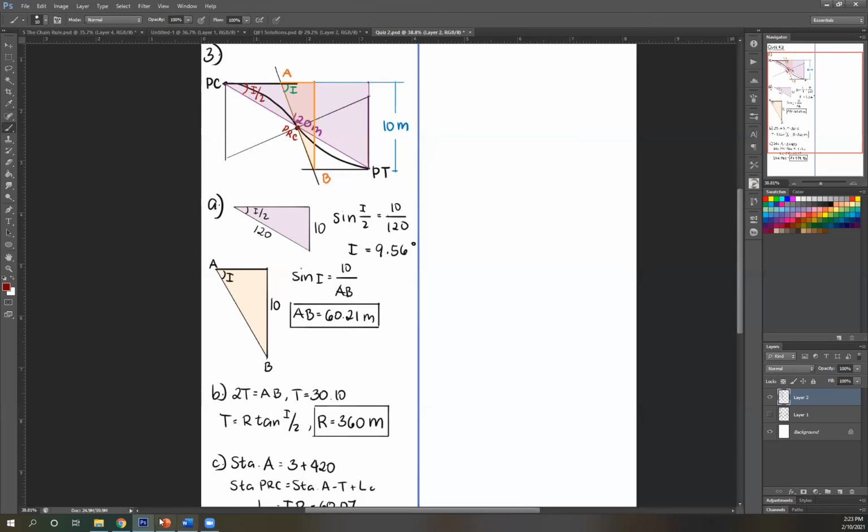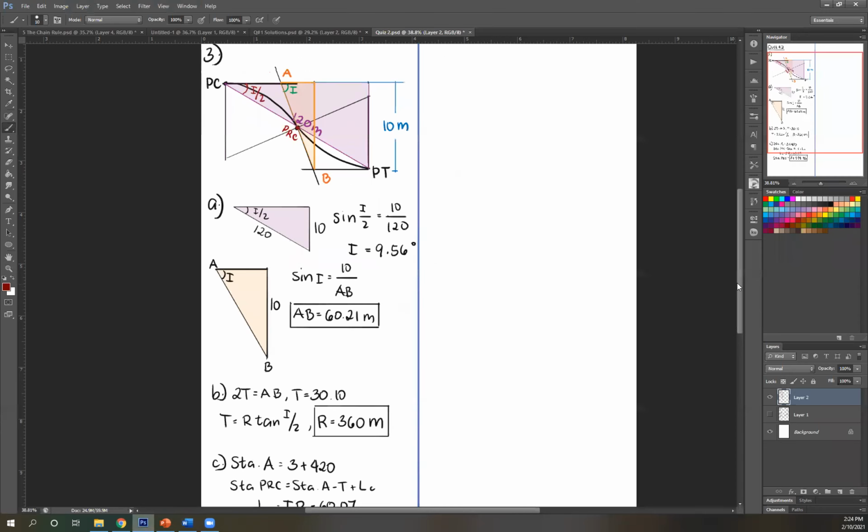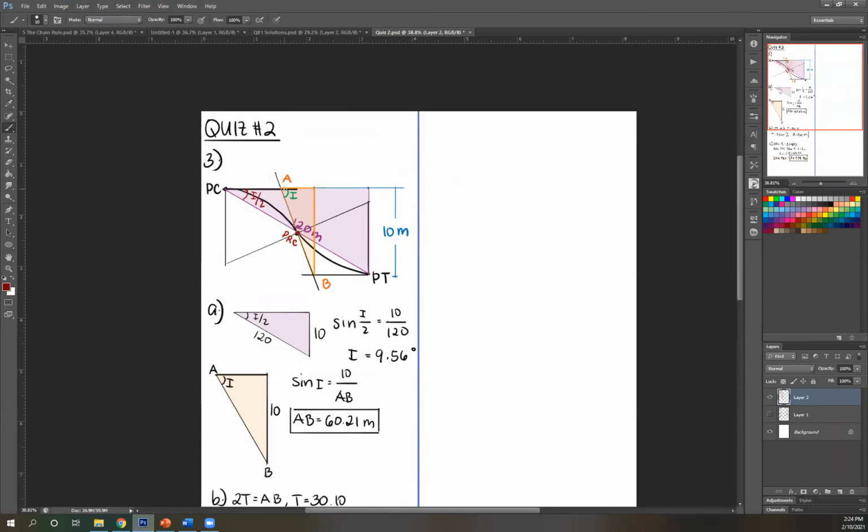Then lastly, letter C, compute the stationing of the PRC. The stationing of A at the beginning of the tangent with common direction is 3 plus 420. So A is at the beginning of the tangent with common direction. In short, tangent with common direction is called your common tangent. So the beginning of your common tangent is 3 plus 420. And so I've named it correctly, by the way. So A, that's your A, station 3 plus 420.